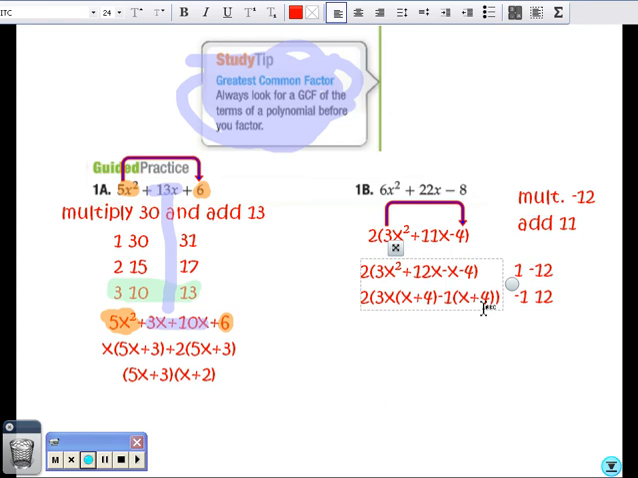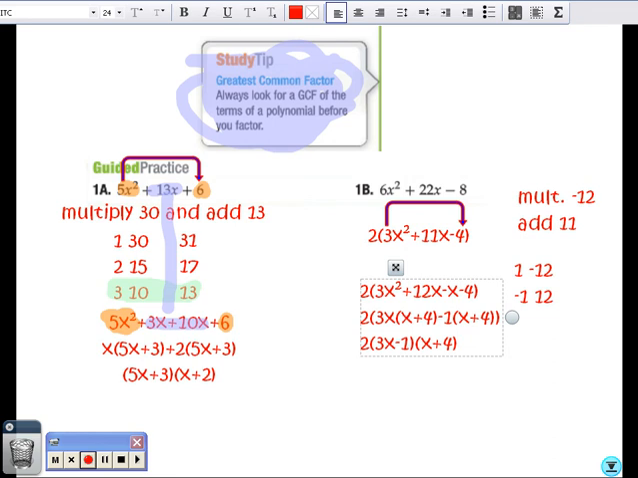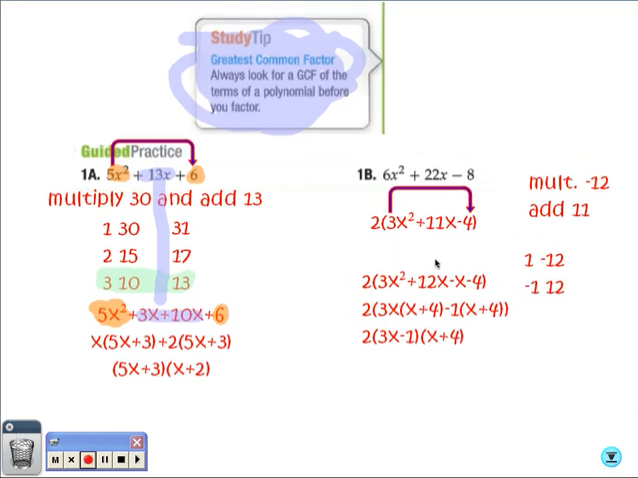Now I'm going to go to the next line. I'm going to make sure I have the right amount of parentheses. I have 1, 2, 3 right parentheses and 1, 2, 3 left parentheses, so I'm all set. Then I'm going to get my finished product. 2 times the quantity 3x minus 1 times the quantity x plus 4. And that's it. That is finding the greatest common factor and then factoring a quadratic that does not have a leading coefficient of 1.